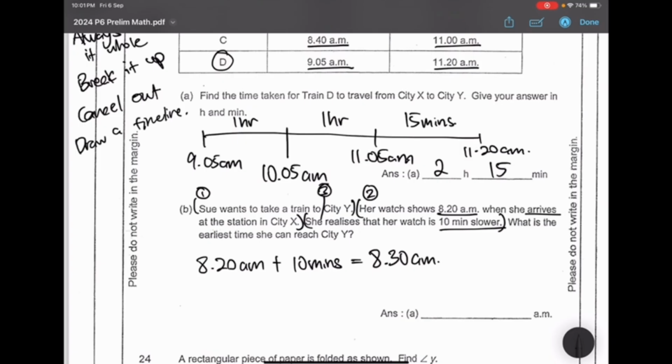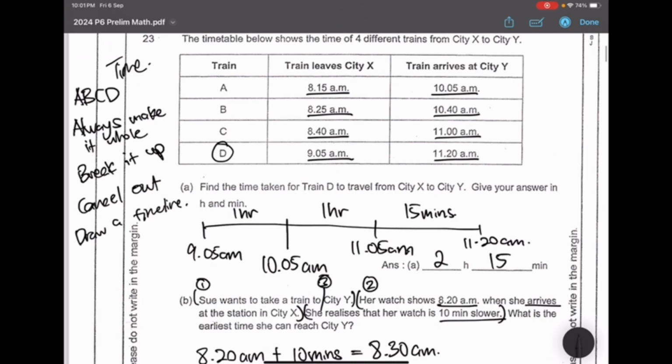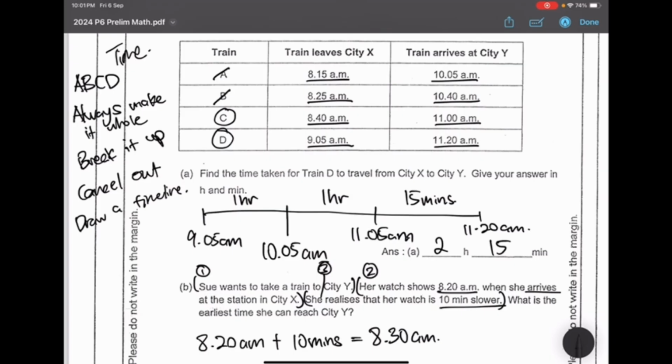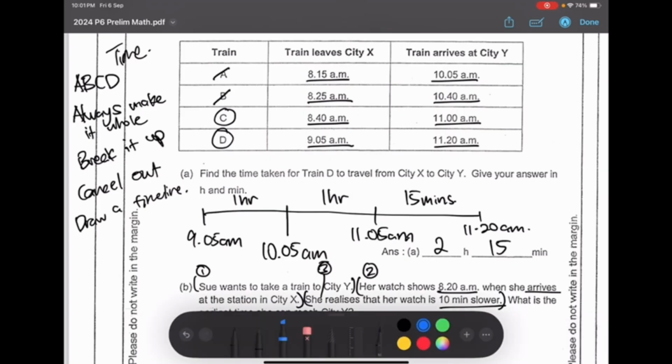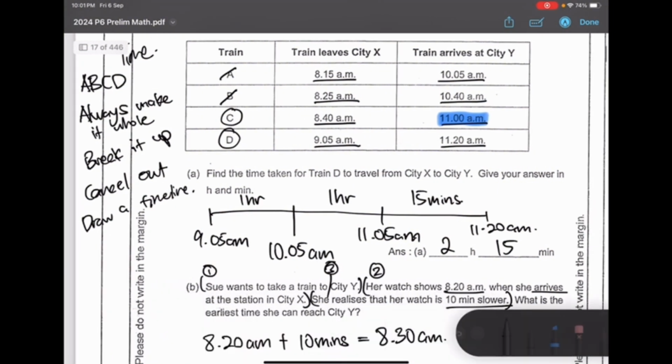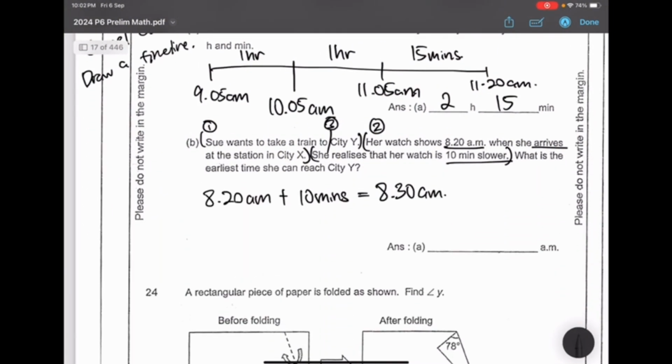So if the time is 8:30 a.m. when she arrived at CTX, let's look at the available trains that she can take. She definitely can't take A because the train leaves at 8:15 a.m., and if it's 8:30, it's already past that. Same with B. So the next train that she can take is C. If she takes train C, the earliest that she can reach CTY would be 11 a.m. And therefore, the answer to B is 11 a.m.